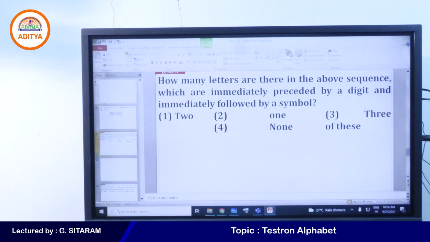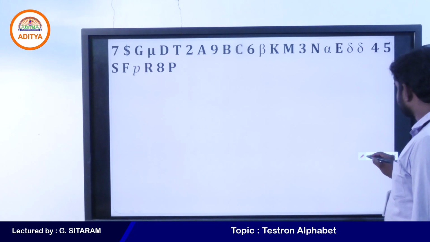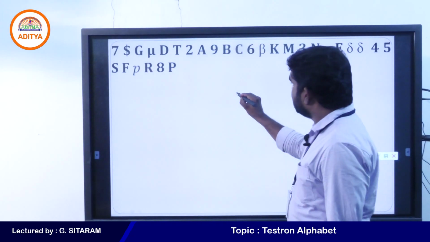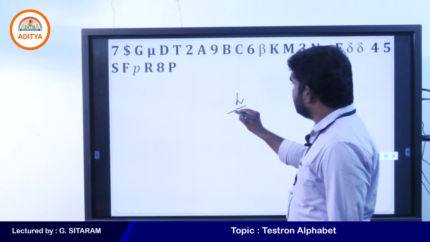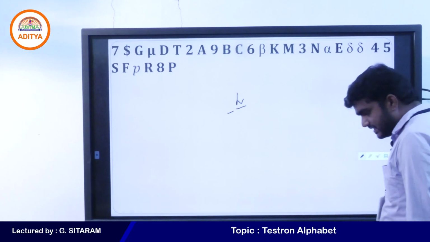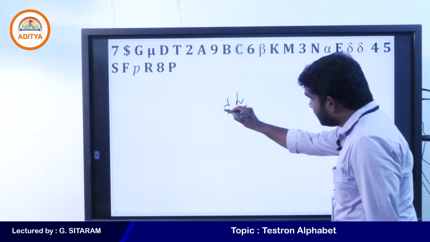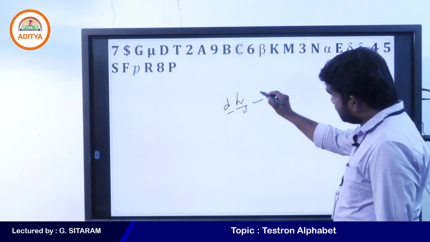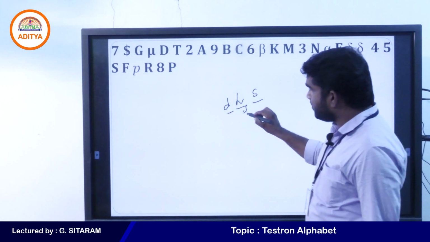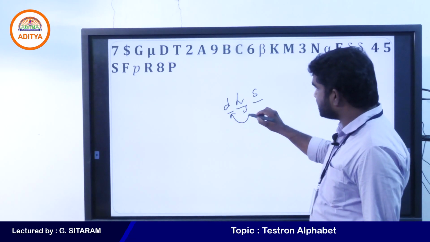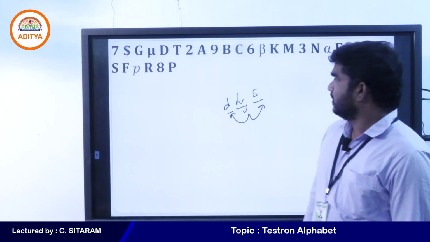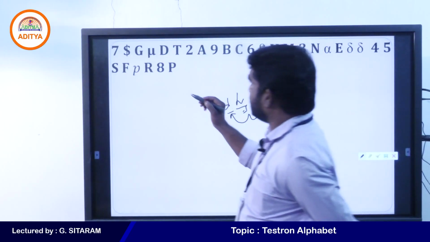How many letters are there in the above sequence which are immediately preceded by a digit and immediately followed by a symbol? We have to just count the numbers. Preceded means before that letter and followed means after that letter. Just count the letters.